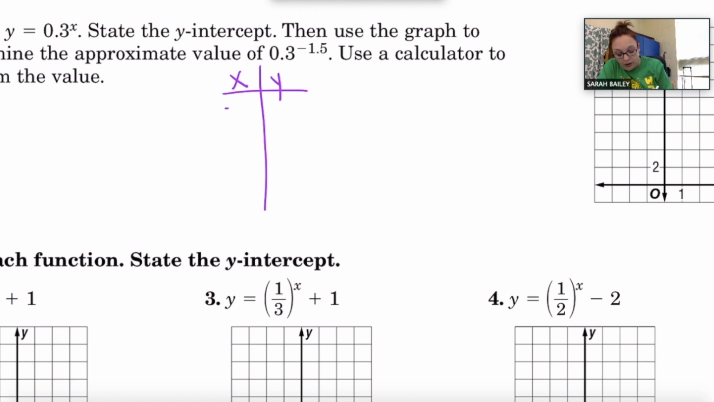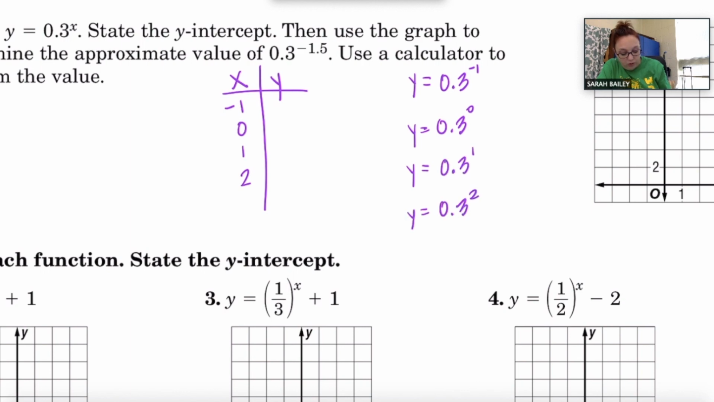So I'm going to pick negative 1, 0, 1, and 2. So I'm going to find y. y equals 0.3 to the negative 1 power. I'm going to do 0.3 to the 0 power, 0.3 to the first power, and 0.3 squared. And I'm actually going to use my graphing calculator. If you have a graphing calculator at home, you can use that to help you figure this out, or any calculator. You can also use Desmos on your iPad.